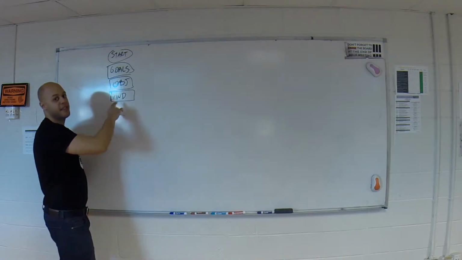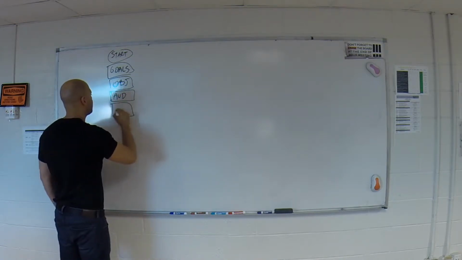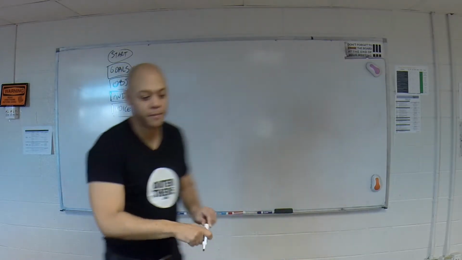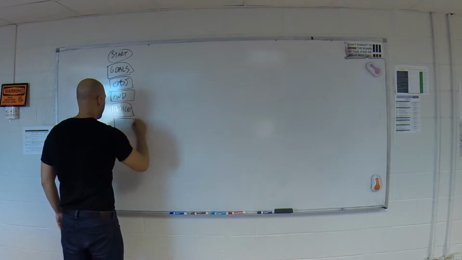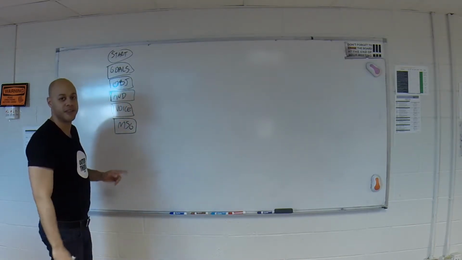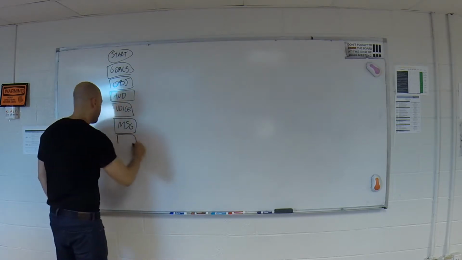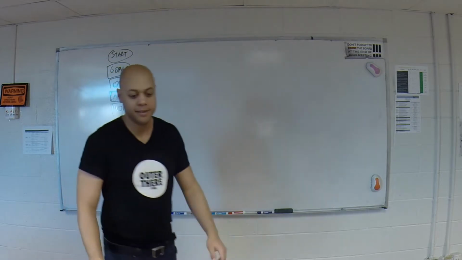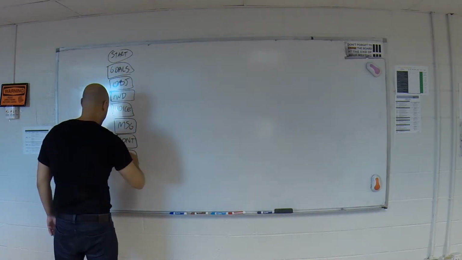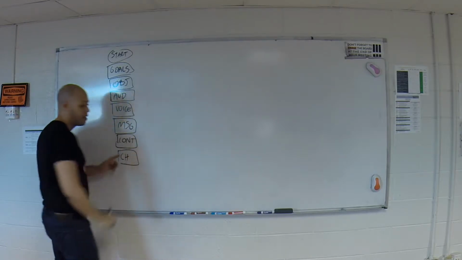Audience, AUD, stands for audience. That's our target market. We'll discuss that in a minute. MSG is not the stuff in your Chinese food. It stands for message. Cont is content. CH is channel.